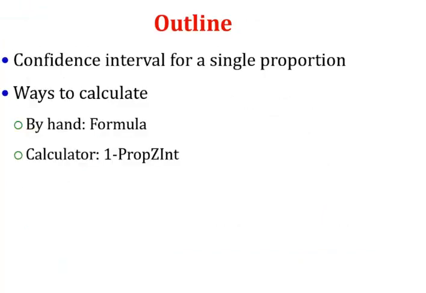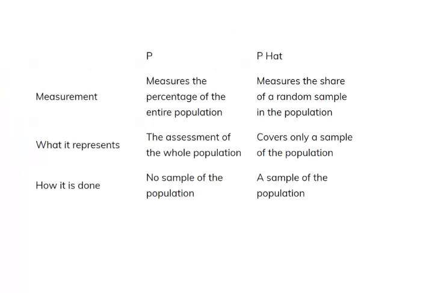Okay, so for the outline, we can calculate this by hand or using the calculator, and I'm also going to talk a little bit about margin of error in this video. So within our formula, we're going to be dealing with our p hat, and I just want to make sure that we're clear on the difference between p and p hat. So here's this little section of notes. P measures the percentage of the entire population, and then p hat measures the share of a random sample in the population. And p hat is represented by P with this little symbol right above it.